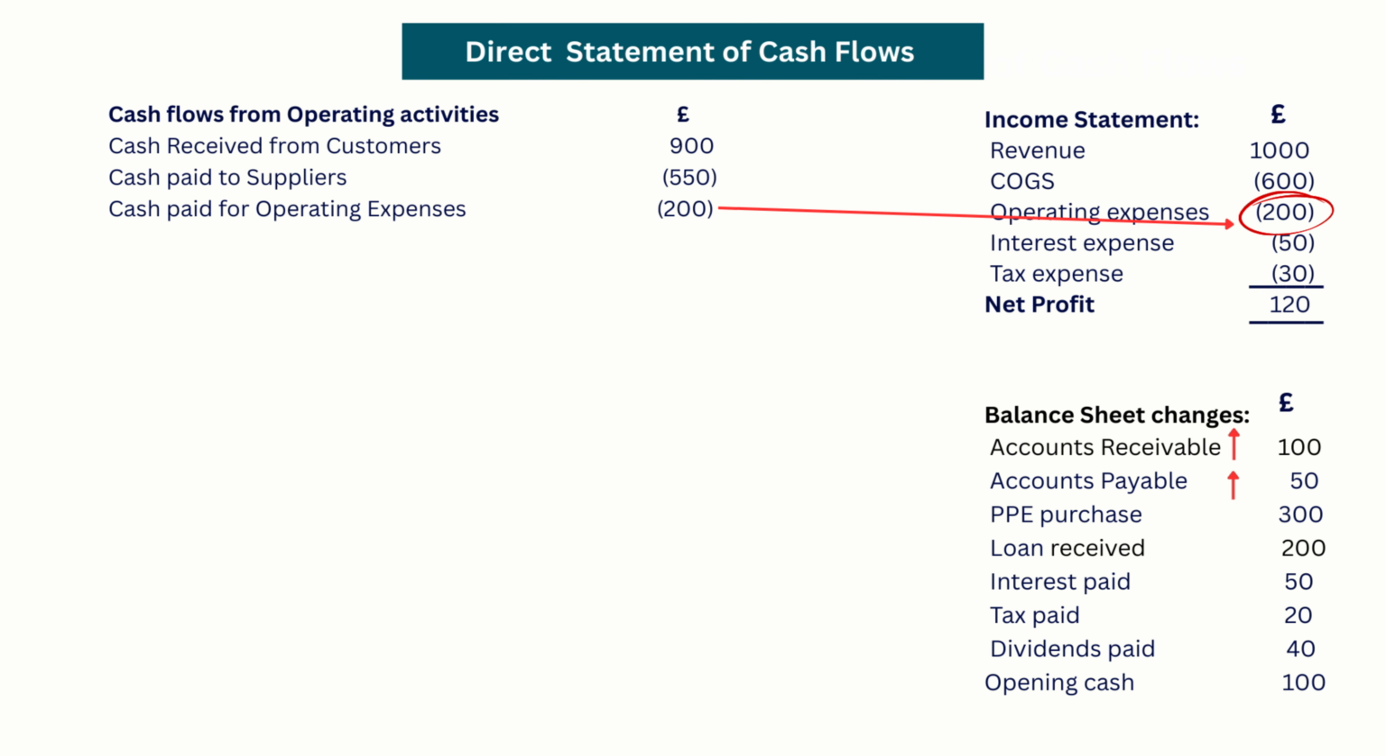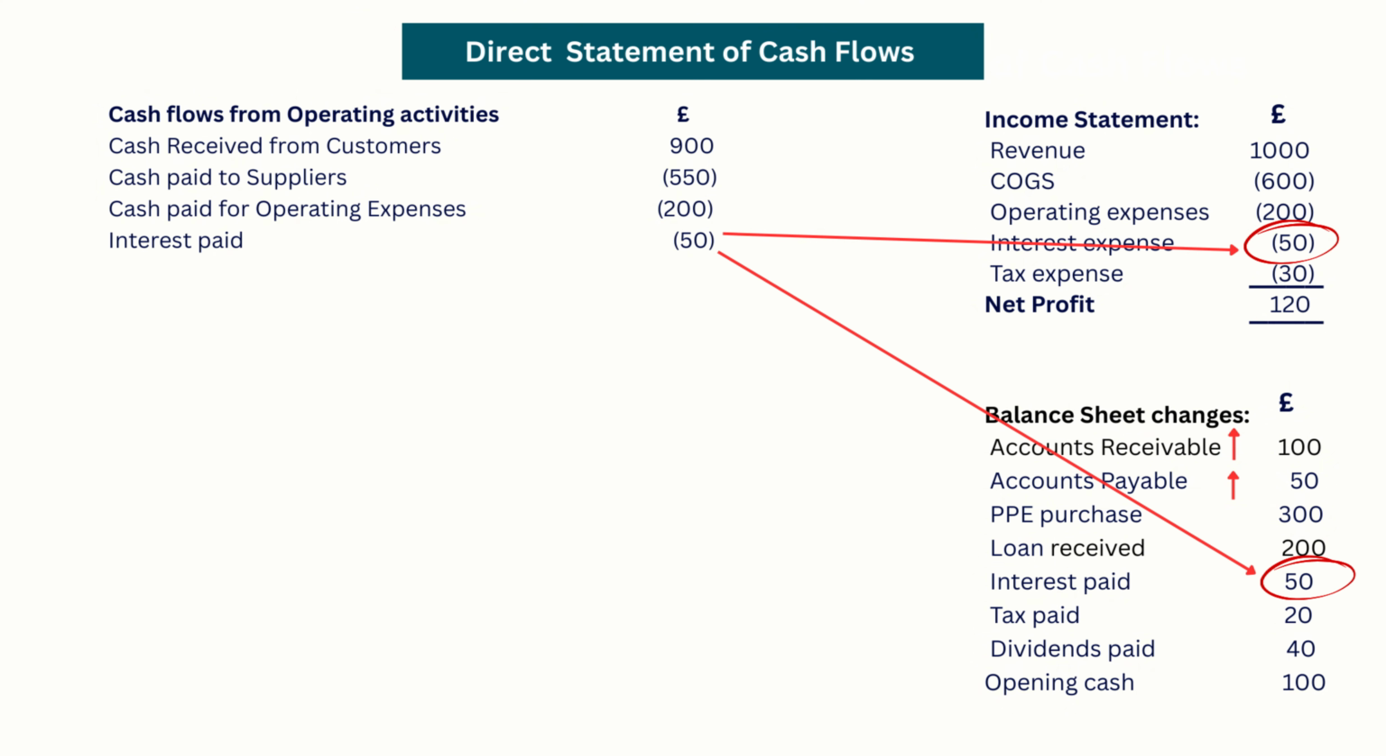Operating expenses are 200, and we are not told about any accrual changes. So we assume they were fully paid in cash. Cash outflow is 200. Interest paid is 50. Interest paid is usually classified as an operating activity.